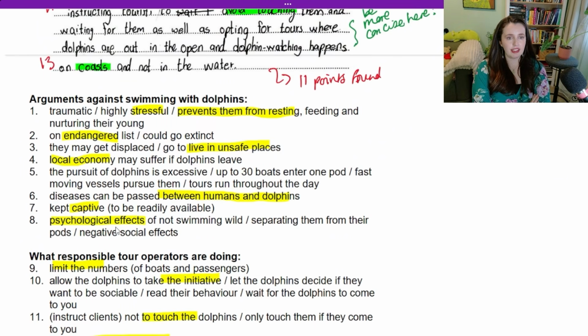So the arguments against swimming with dolphins: traumatic, stressful, prevents them from resting, and so on. They're on the endangered list. They could get displaced or go and live in unsafe places. The local economy will suffer. The pursuit of dolphins is excessive. Diseases can be passed, they're captive, and there's psychological effects.